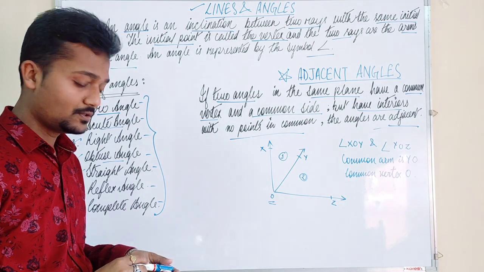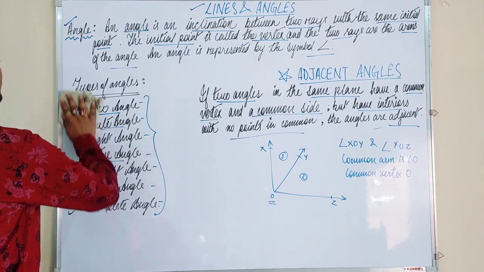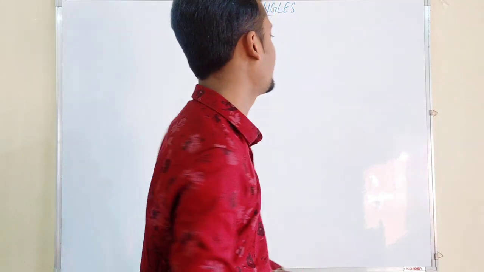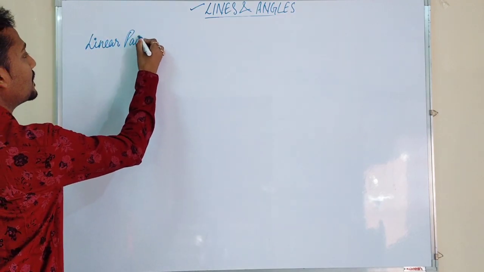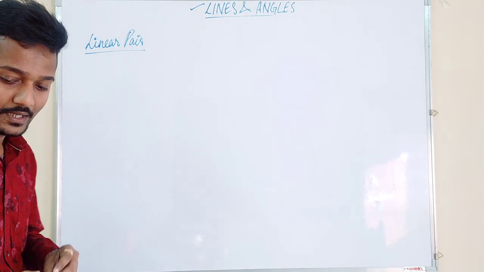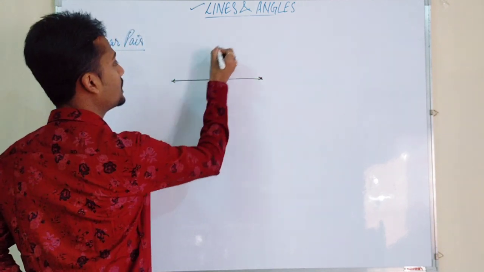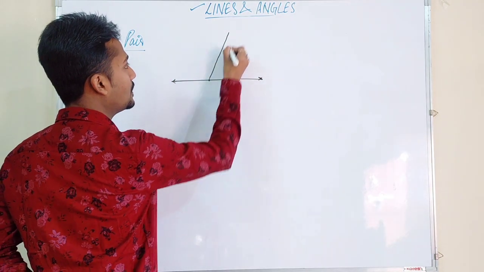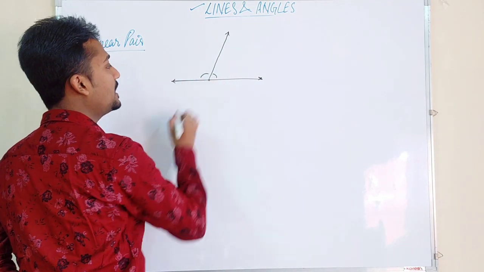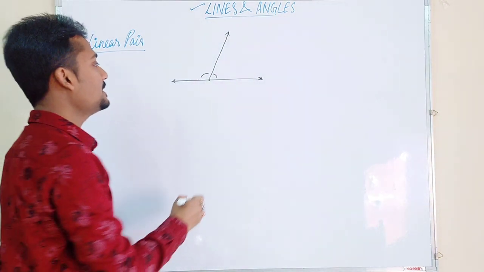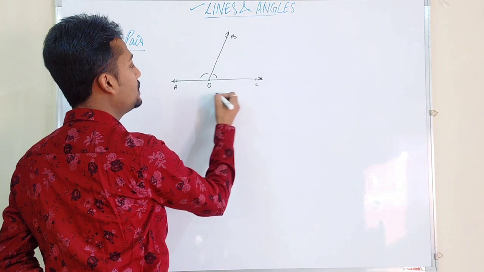Okay, so I hope you have understood what adjacent angles are. Let us move on to the next part. Now let us see what a linear pair is. Okay, see the figure that I am drawing. This is a pair of angles which are also known as what? Adjacent angles, isn't it? So let me mark it as A, B, C, O.